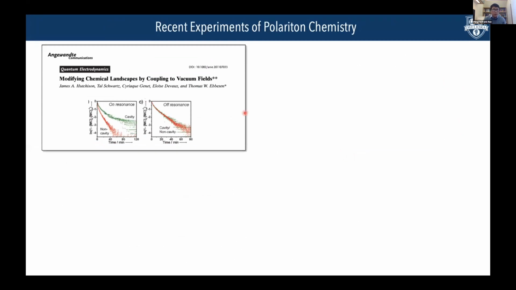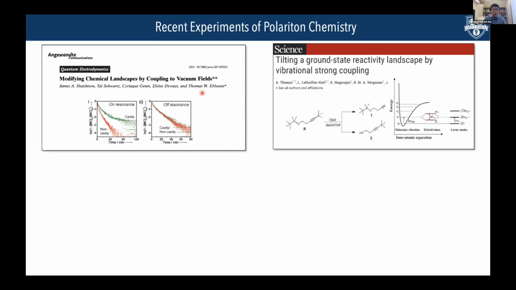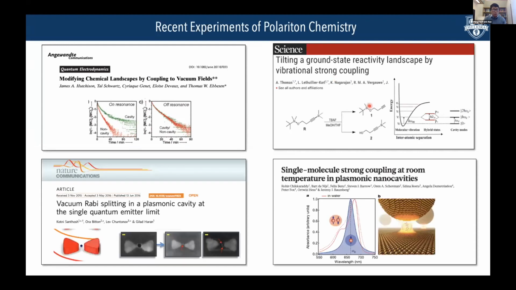For example, this photochemical isomerization reaction can be significantly slowed down, as demonstrated by Ebbesen's group. They also show that by hybridizing molecular vibration with cavity excitation, you can selectively change the reactivities, favoring one reaction versus the other. You can also create nano objects with these optical devices in the so-called plasmonic cavity. You can even control or create Polaritons at a single molecule level.